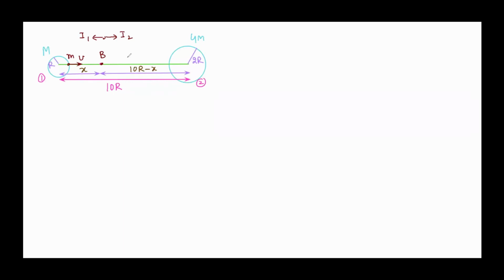In this question, we are given two planets. Mass of this planet is m, radius r. This is 4m, radius is 2r.